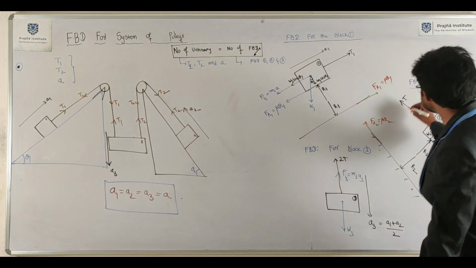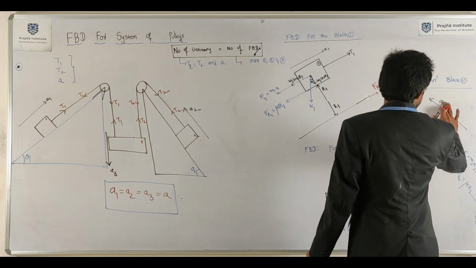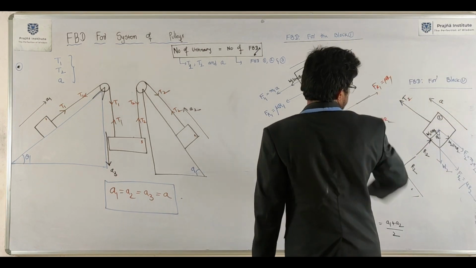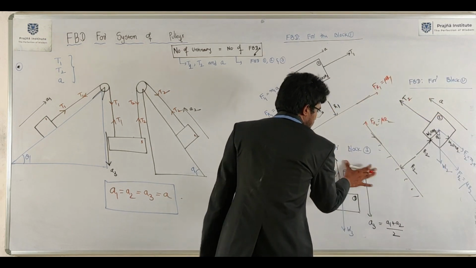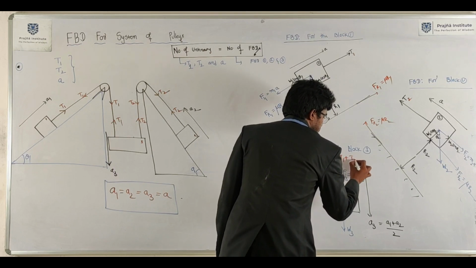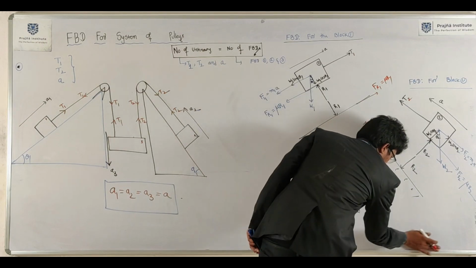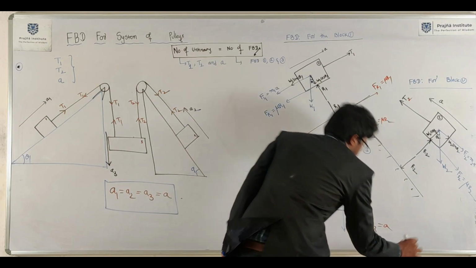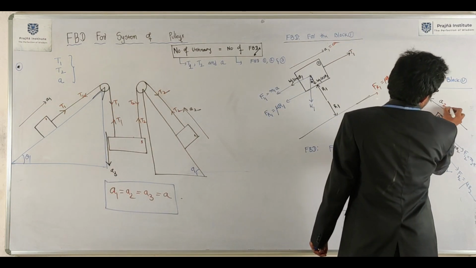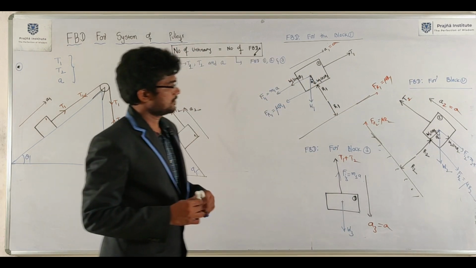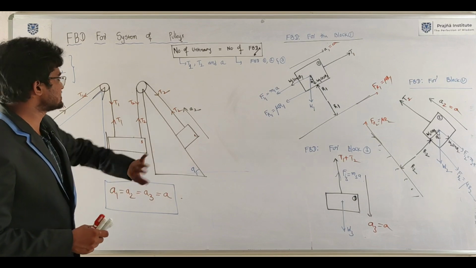Here, in this case, it will become T2. Acceleration is A. Here T1 plus T2, acceleration is A. Here A3 is equal to A, A1 is equal to A, A2 is equal to A. Any changes? Exactly the same.